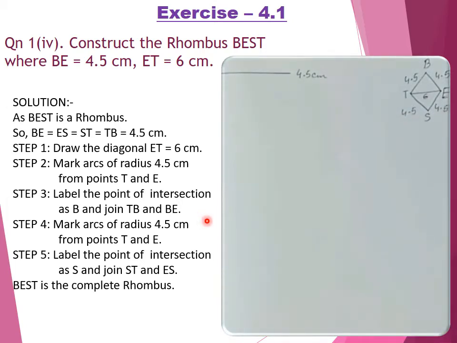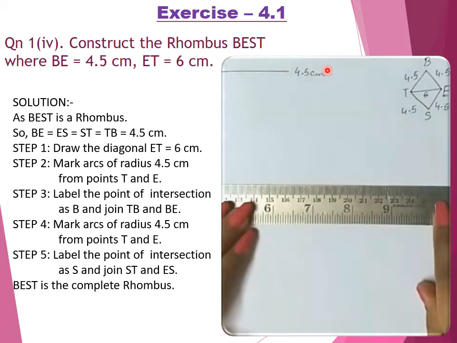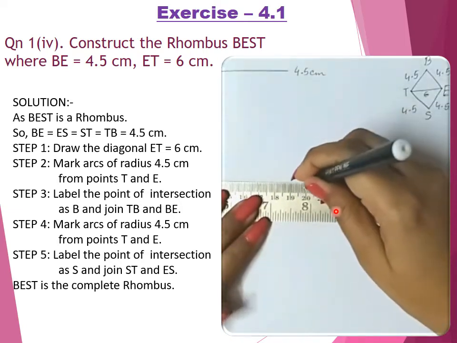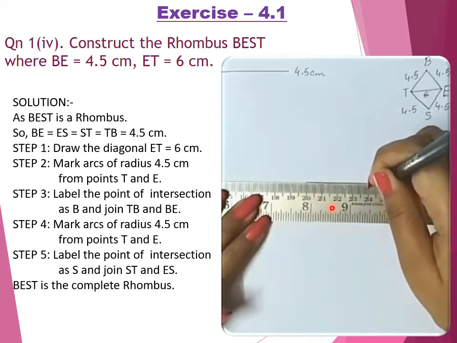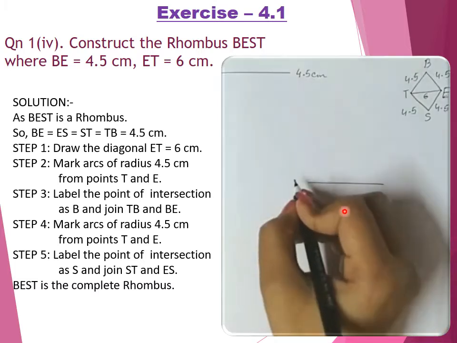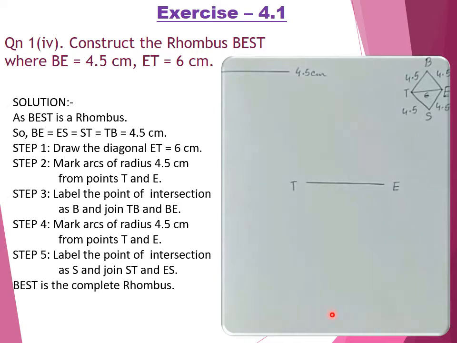To construct this quadrilateral, first we have to draw the diagonal. So to draw the diagonal, first of all, we will take a length of 6 centimeter. And according to the rough diagram, the name will be TE. The name of the two ends is TE. Then all the sides are of length 4.5 centimeter, so obviously we will take an arc length of 4.5 centimeter.